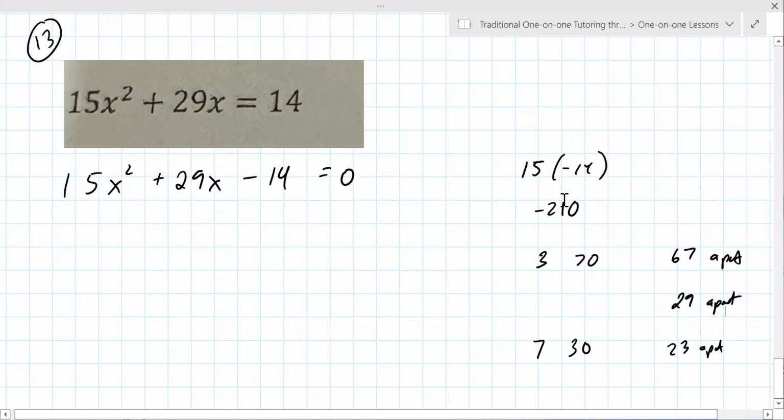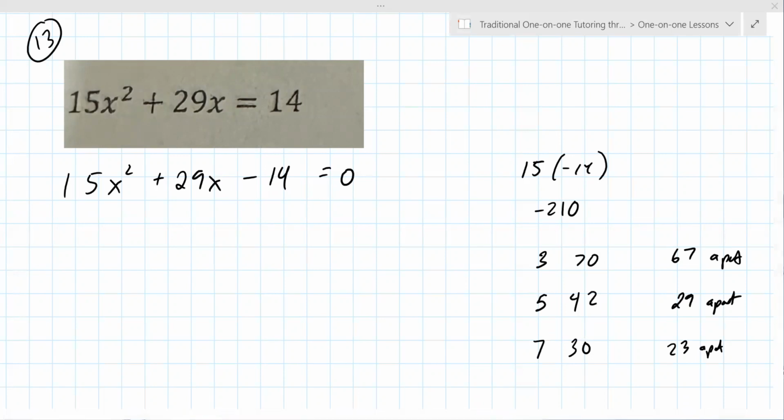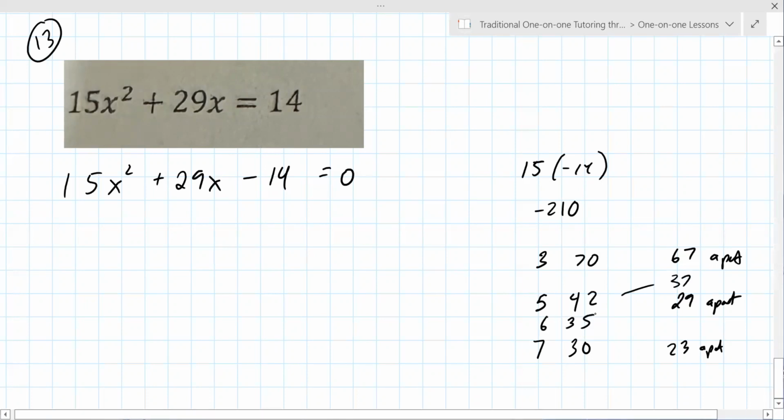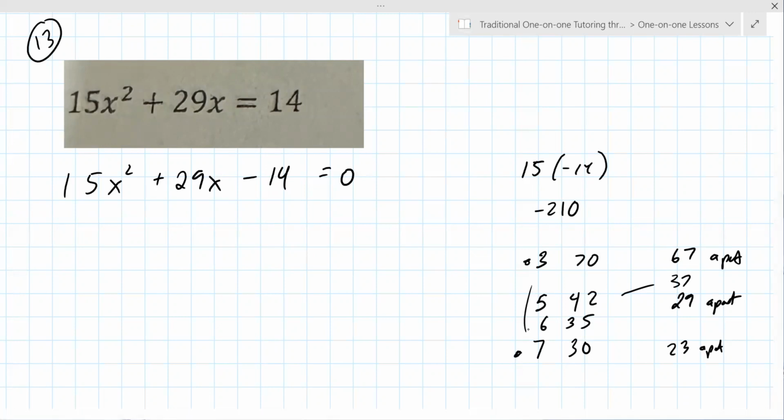Maybe 4. Okay, so take 210 and divide it by 4. That's a mixed number, so you can't use that. What else? 42 and 5 are 37 apart. It's 6 and 35. There you go. So you kind of have to make an initial guess, and then squeeze it until you get the right answer. Is it positive 6 or negative 6? Negative 6, positive 35. Do you want the 35 to come first or the 6? The negative 6 to come first.